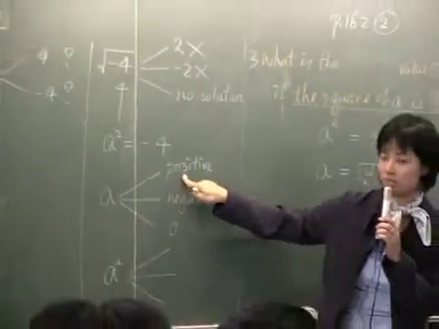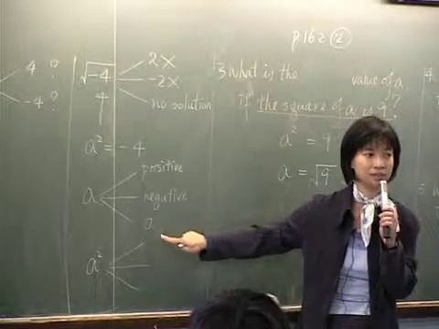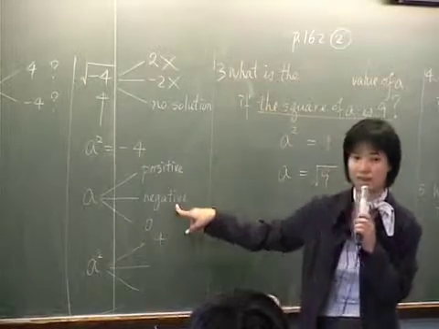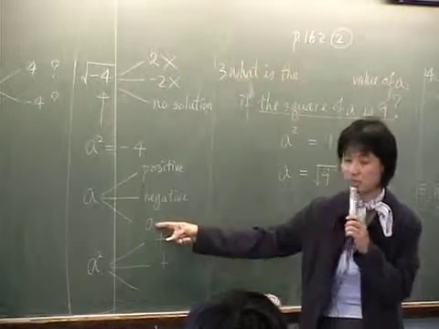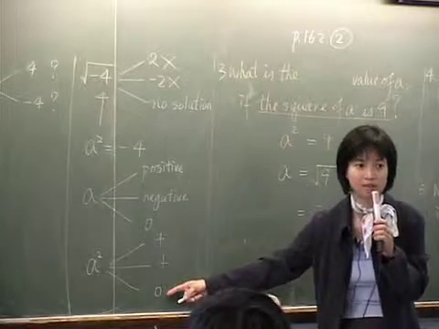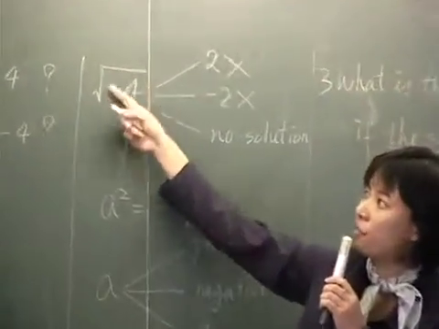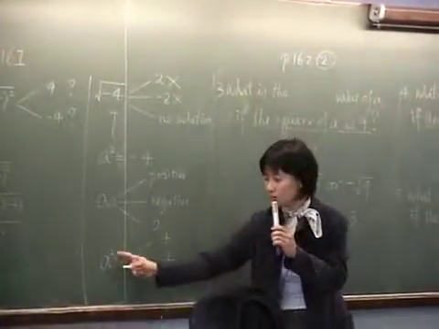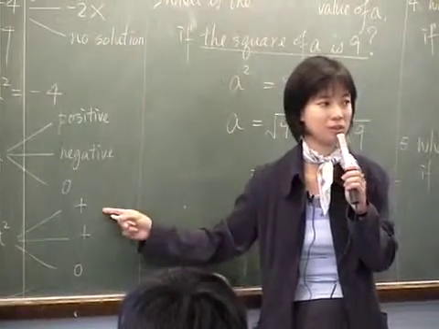So if a is positive, what is the value of a squared? Positive, negative, or 0? Positive. And if a is negative, what is the result of the square of a? Positive. If it is 0, then what is the square of 0? 0. So is there any answer equal to negative? No. So for this negative 4, you cannot find the answers, because for all squares, you cannot find a negative result. Do you have any questions?